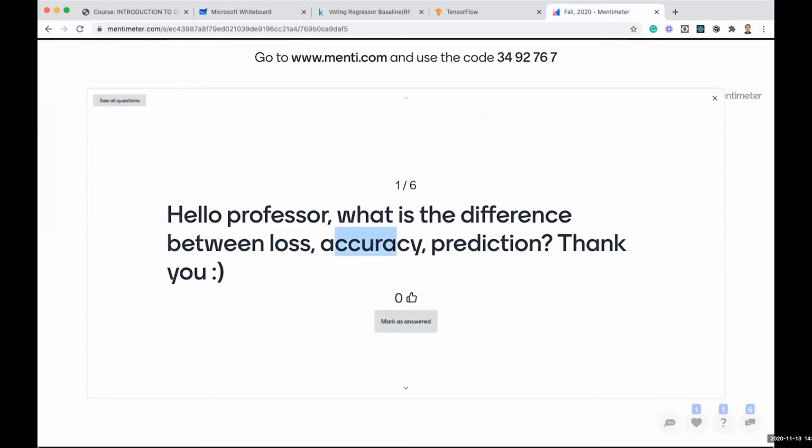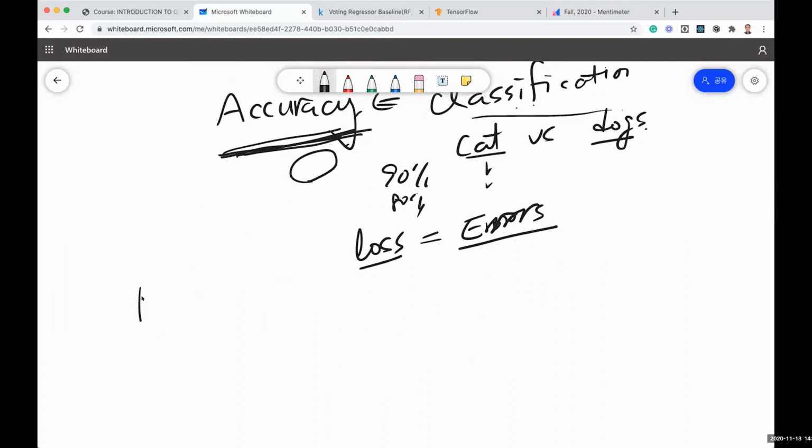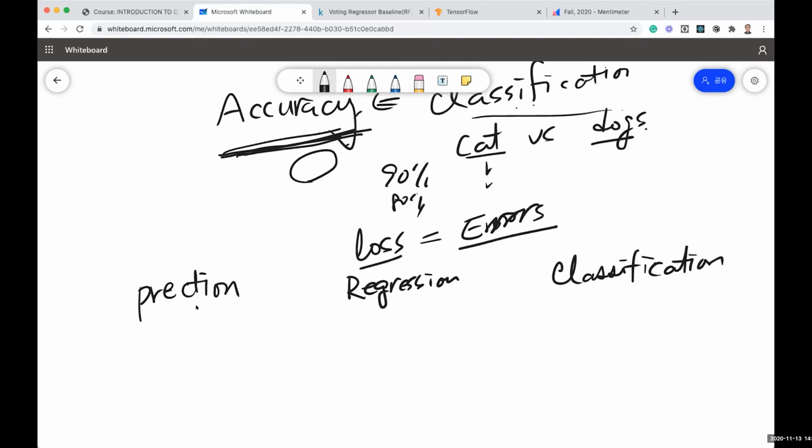Okay, the loss, accuracy, and prediction. I already talked about the loss and accuracy, and let me clarify what these three terms mean. So the prediction is actually predicting something. Let's say we have a regression problem. And even though we did not talk about it much, there is also a classification problem. And your prediction in regression is to predict some value.